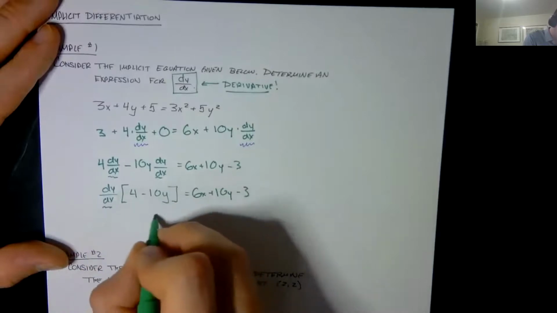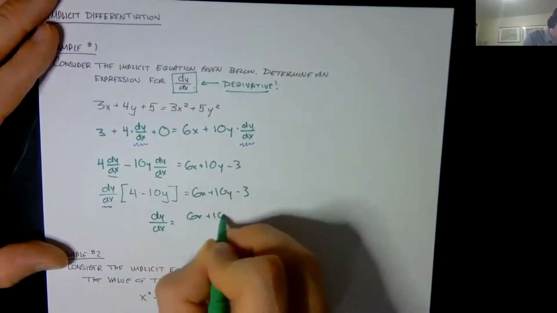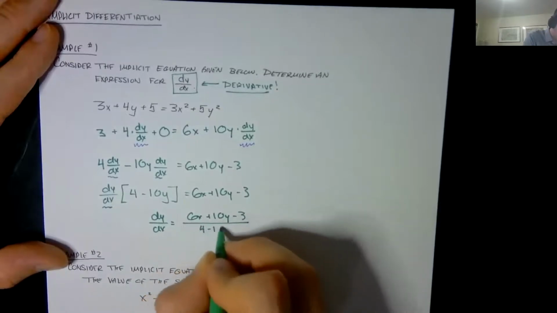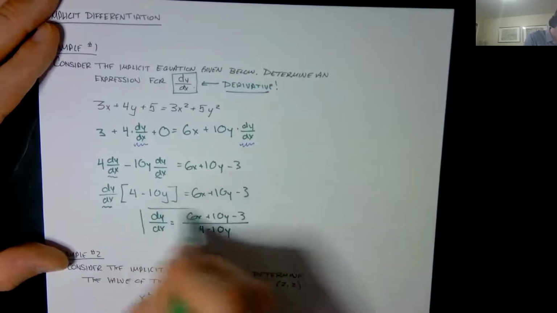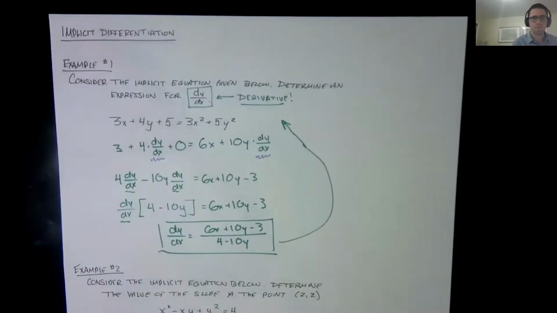Almost there, isolating the dy dx. Dy dx equals 6x plus 10y minus 3 all over 4 minus 10y. And we have answered the question. Take a moment to pause the video, recap any of that if you got stuck. I'm headed back to the PowerPoint.